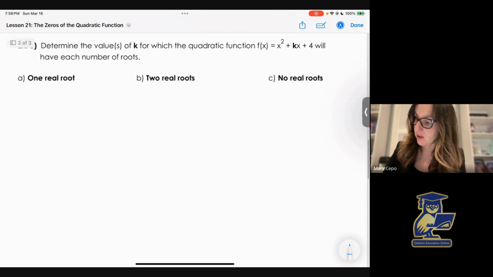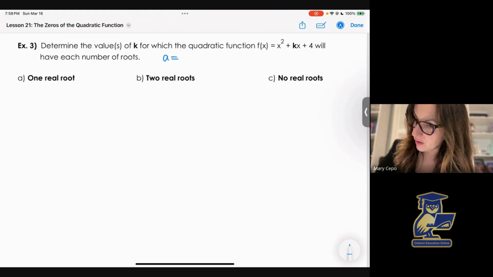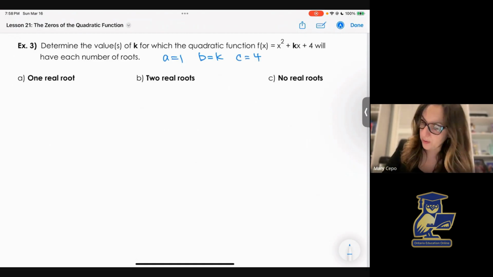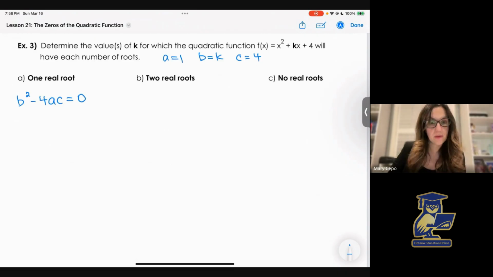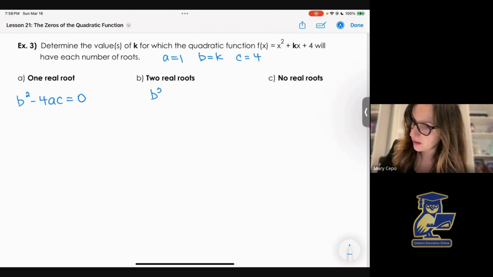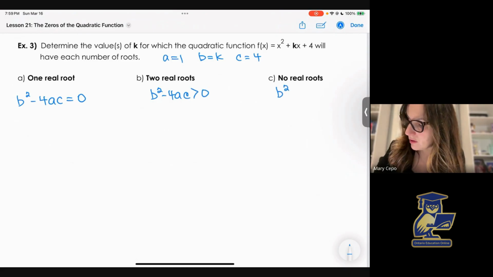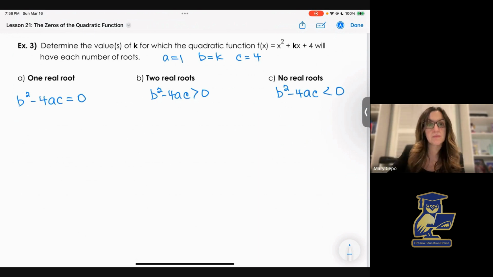So again, looking here, a is equal to 1, b is equal to k, and c is equal to 4. So we know if we're looking at one real root, the discriminant b squared minus 4ac has to equal 0. For two real roots, we know b squared minus 4ac has to be greater than 0, and the discriminant b squared minus 4ac has to be less than 0 if there are no real roots. We're going to use that information to help us decide what values of k would make this true.